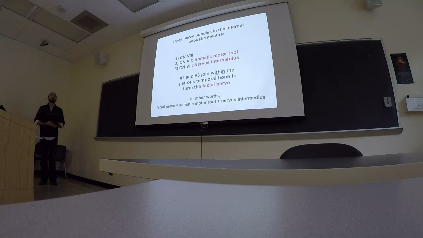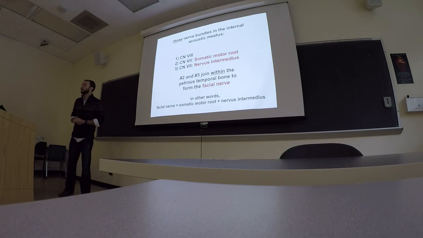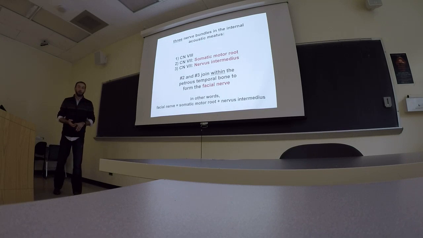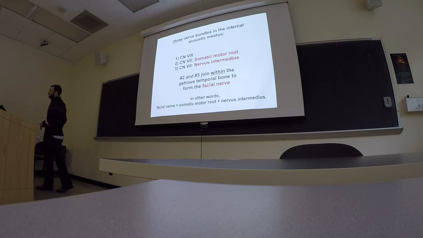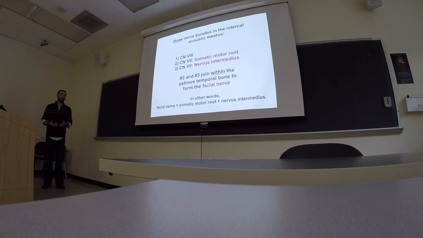All right, so Friday we're going to take out the brains. Monday we're going to look at the cranial cavity. And so you'll be able to find the internal acoustic meatus. And you will see that there are three individual nerves that are passing. One of those nerves is cranial nerve 8. The other two are parts of cranial nerve 7. So cranial nerve 7 has two roots. There's a somatic motor root, and the other root is called nervus intermedius. And then the somatic motor root and nervus intermedius will join together once they're in the sort of bony canal in the petrous part of the temporal bone to form the facial nerve proper.